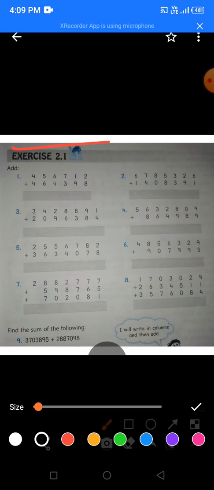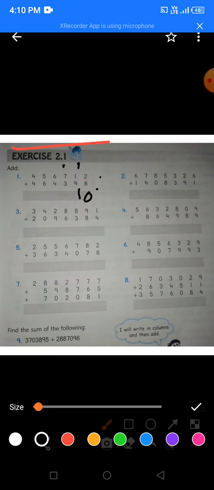Now children, how will you write? 2 plus 8 is 10. Here I have written 0 and then I have carried 1. 1 plus 1 is 2. 2 plus 9 is 11. So I have written here 1. I have carried 1 here.